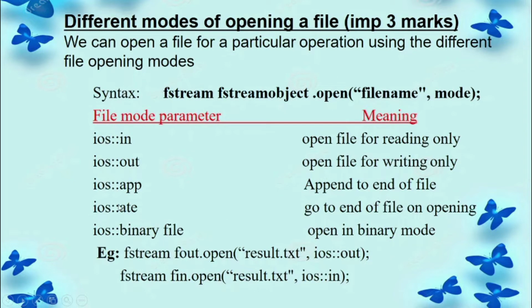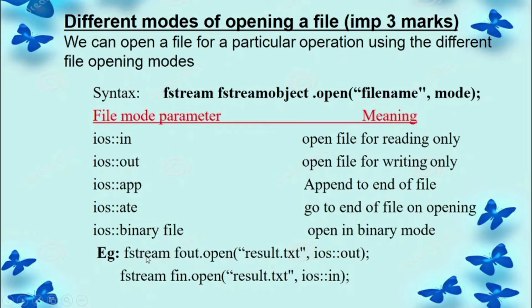Then ios scope resolution operator ate, that is go to the end of the file on opening. So when you are opening the file, this will take you to the end of the file. Then ios scope resolution operator binary, that is for opening the file in binary mode. So these are the different file mode operators for opening the file for the different operations. It's very important, it may come for 3 marks.